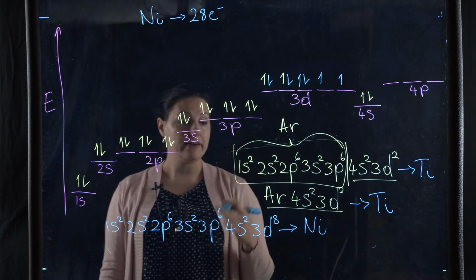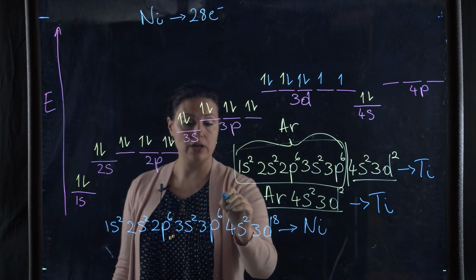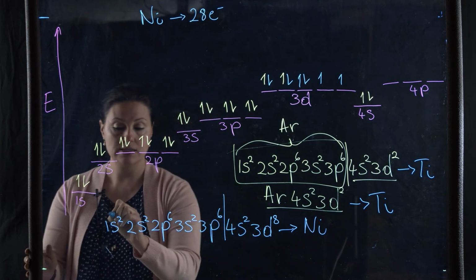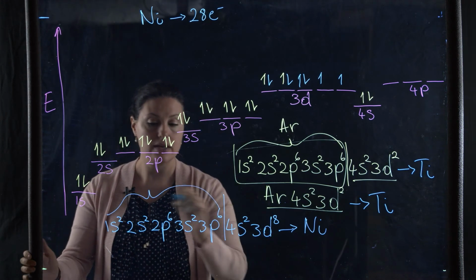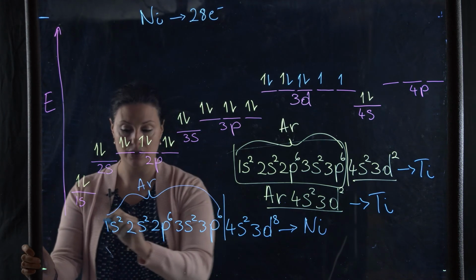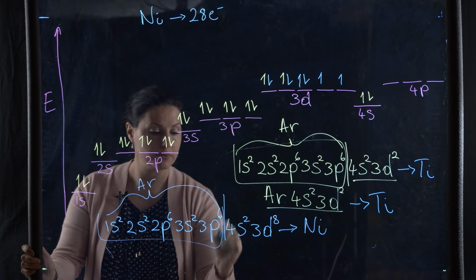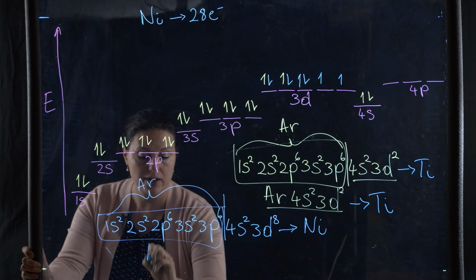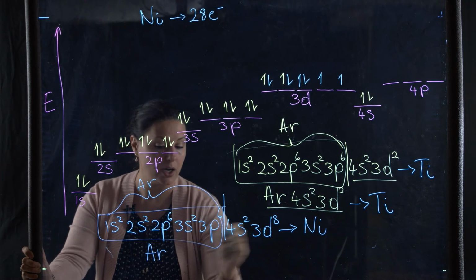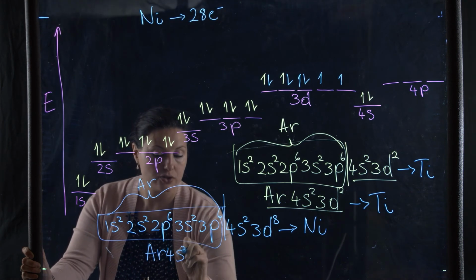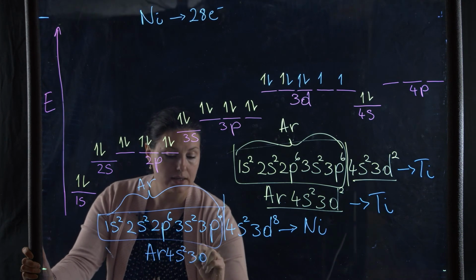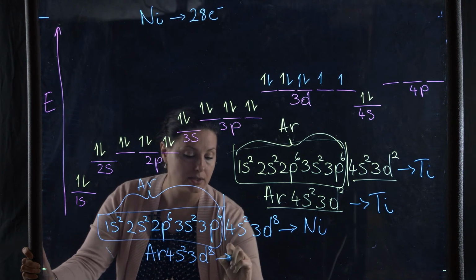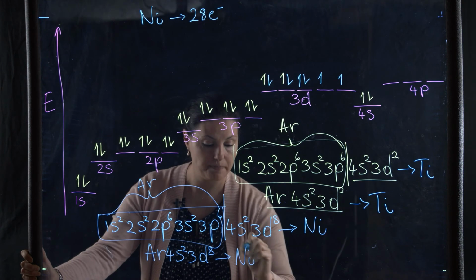Once again, if I want to do the shorthand notation, I will cut it off here. This is the argon configuration, this much here. Oops, I want to keep that 6. So this is argon. So the shorthand notation then will be argon 4s2, 3d8. And this is the shorthand notation for nickel.